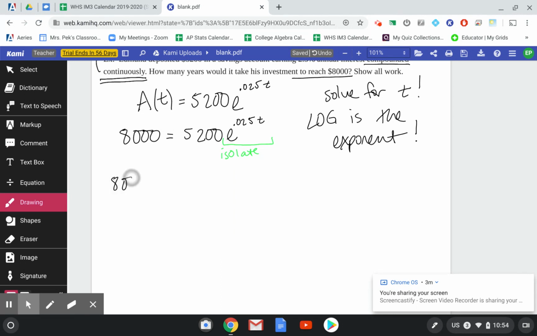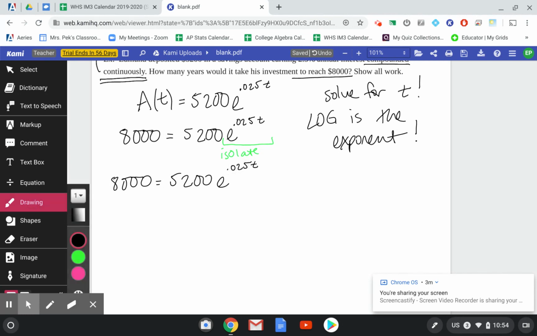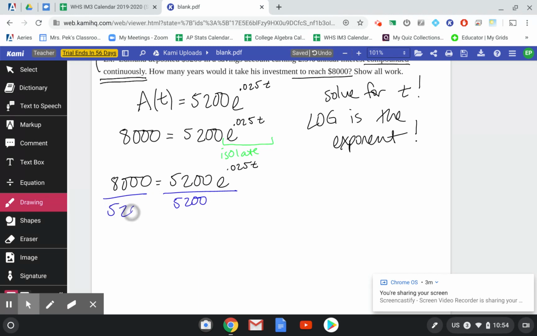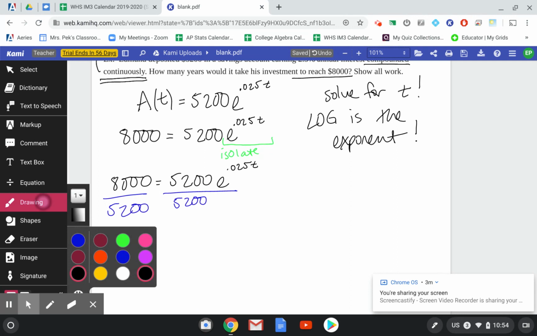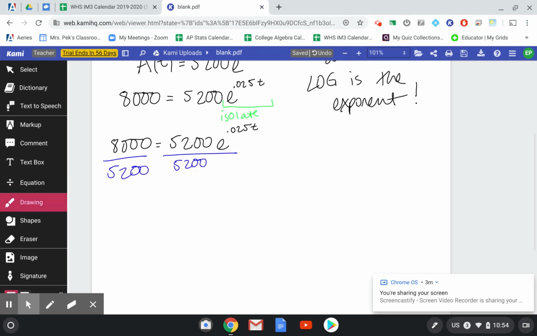So my first step, I'm just going to rewrite my equation, 8,000 equals 5,200 times e to the 0.025t. My first step in solving this is going to be to divide by 5,200 to get that e to the exponent by itself. If we plug that in our calculator, we get approximately 1.538. I would suggest using at least 3 decimals since we're still working with it. We don't want to end up with a large rounding error.